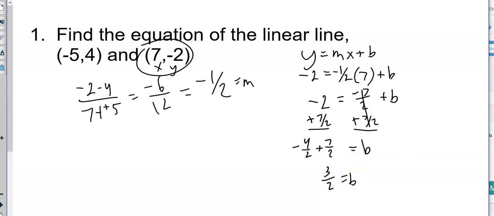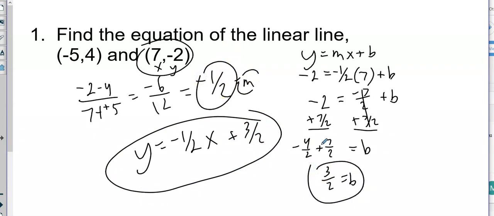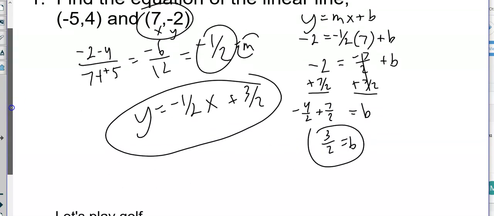So we're almost done. We basically have to now write the equation. y equals -1/2 x plus 3/2. We find our m, -1/2, and then we find our b, which is 3/2. Just plug it in. So there's a lot of steps. You've got to find the slope, substitute into the slope-intercept form, and then once you find the y-intercept, plug that into slope-intercept form.